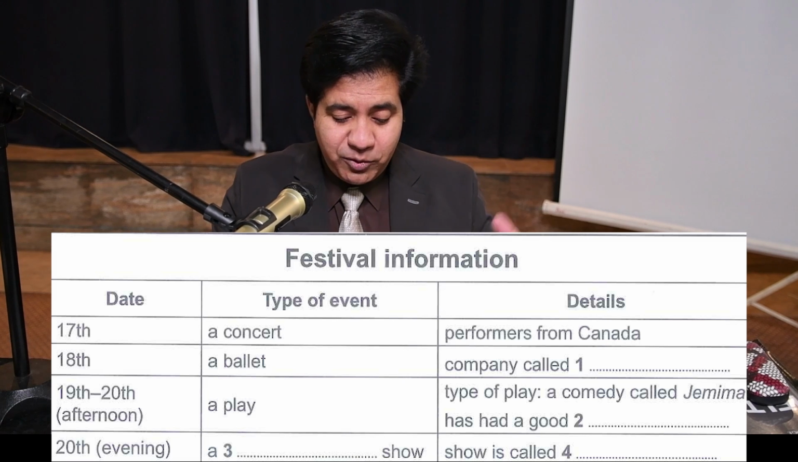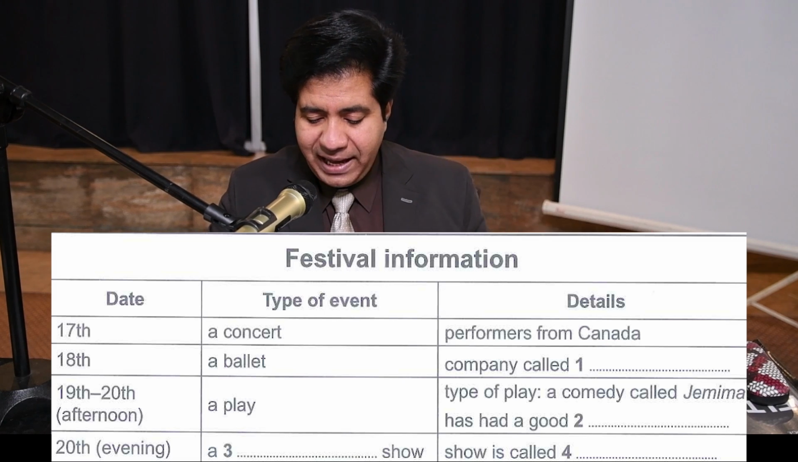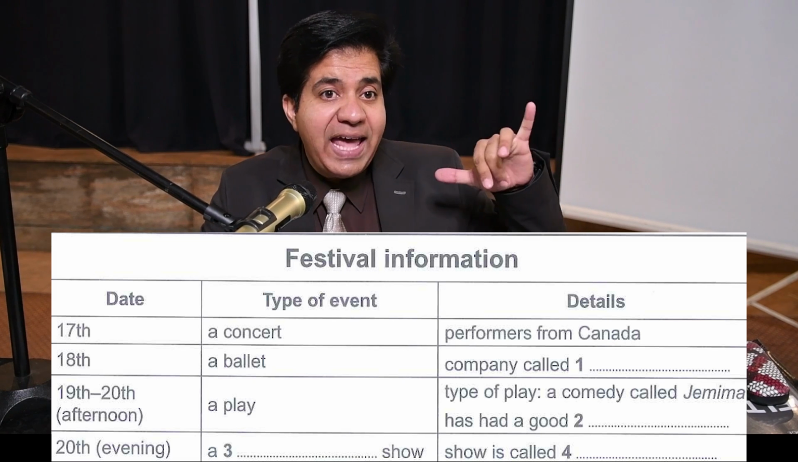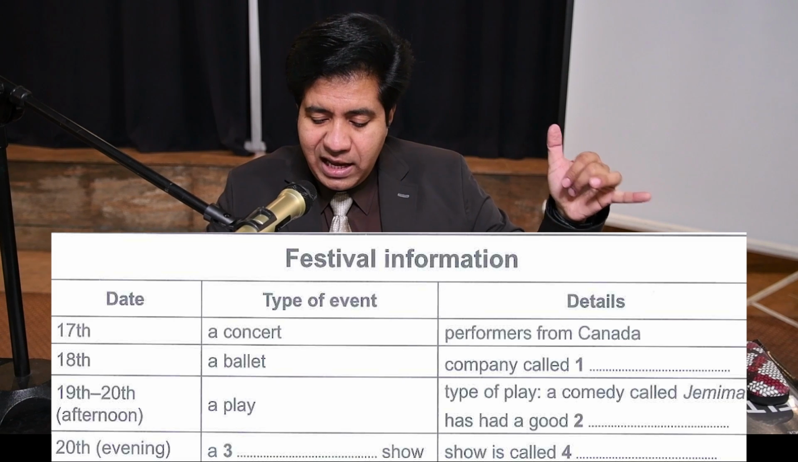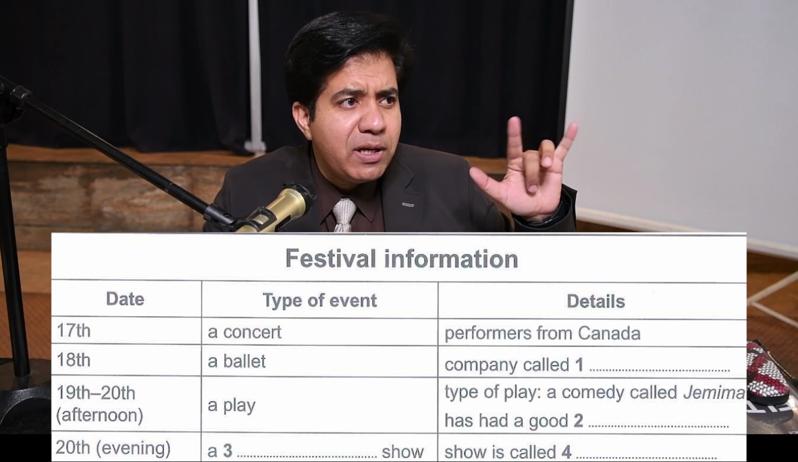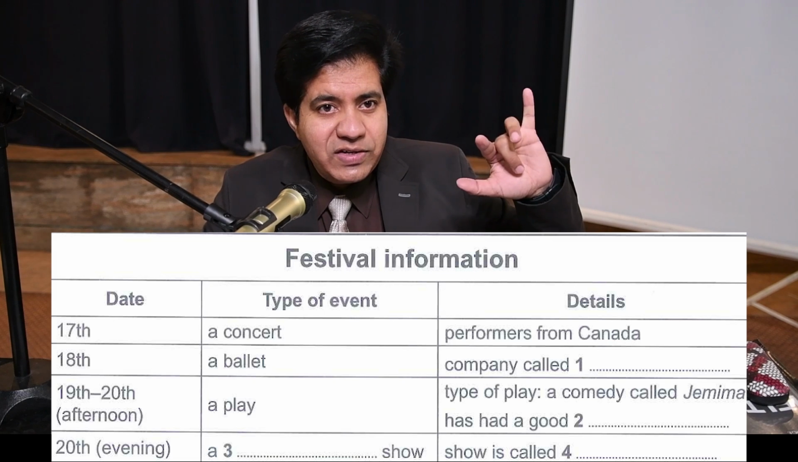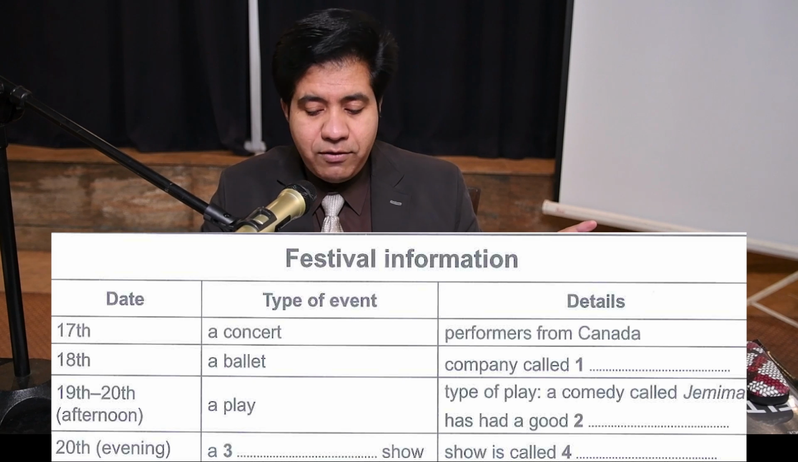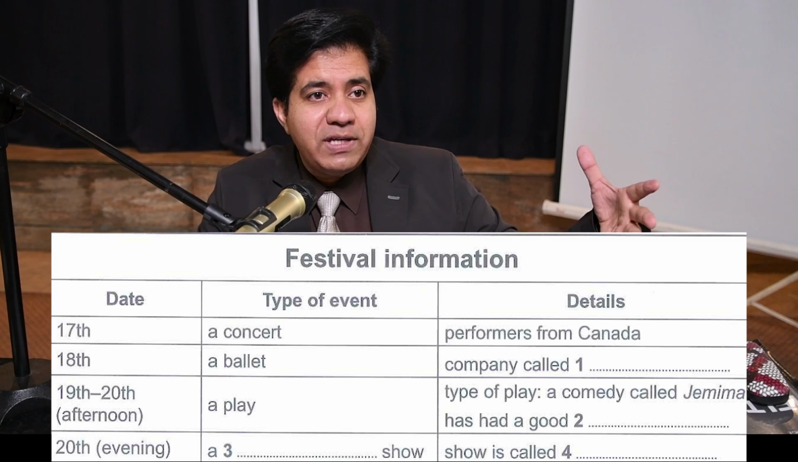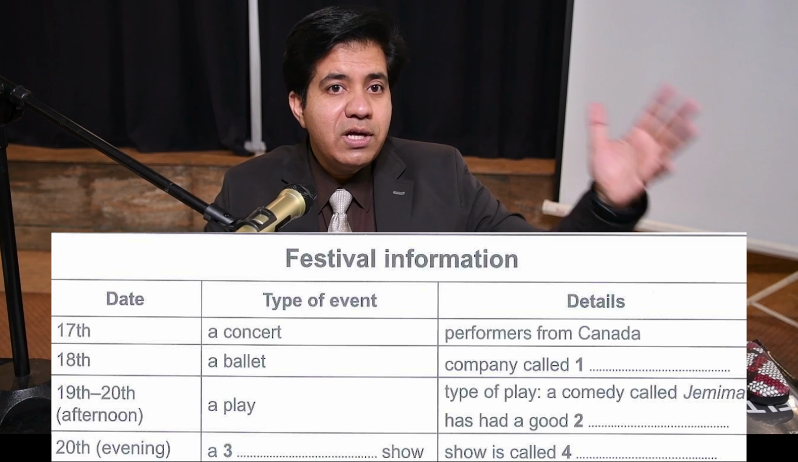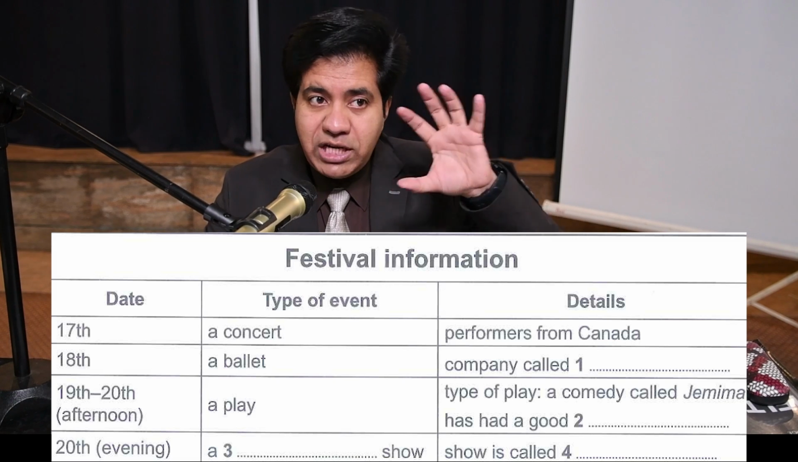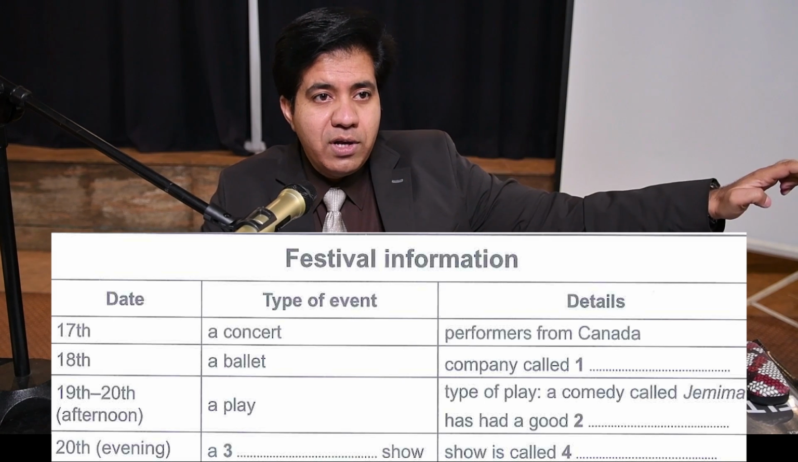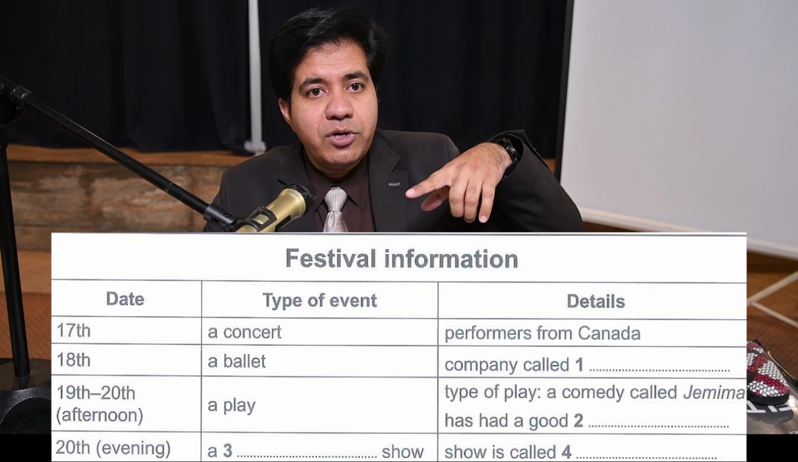All right. Question number 2. It's the 19th afternoon. It's a play. Type of play: a comedy called Jemima has had a good dash. Now this play is a comedy called Jemima. It has a good, for example, good reputation, good characters, good something. Now let's see what is good. And by the way, the answer will not come in a very simple way. For example, if they say all the characters of this play are really good, good characters. Is that clear? So you need to see where the answer comes and focus on the word good. Now the answer may come before good, or it may come with good, or maybe after good. Okay, let's see.